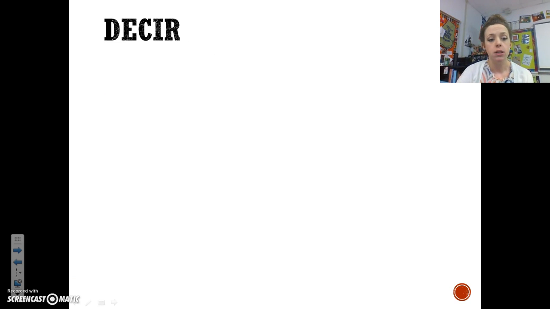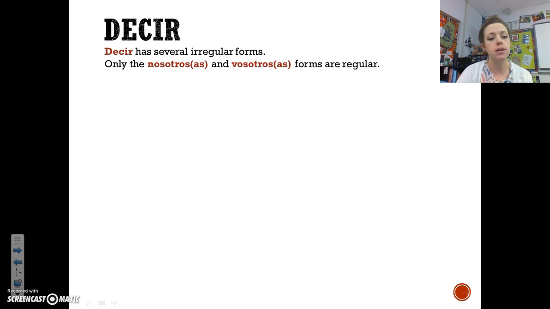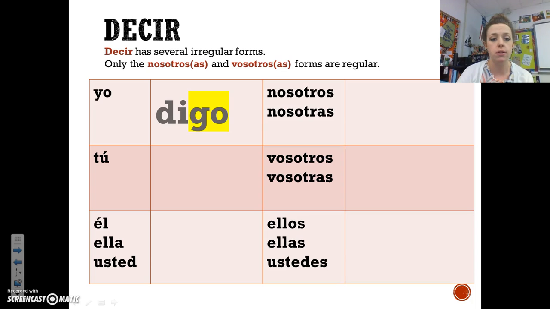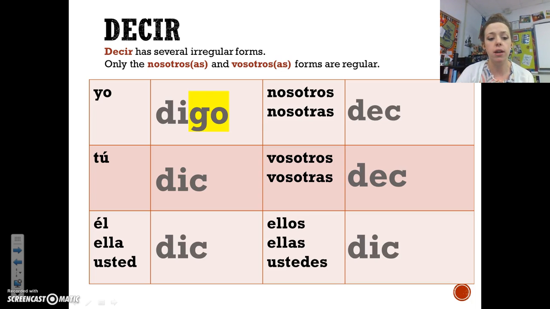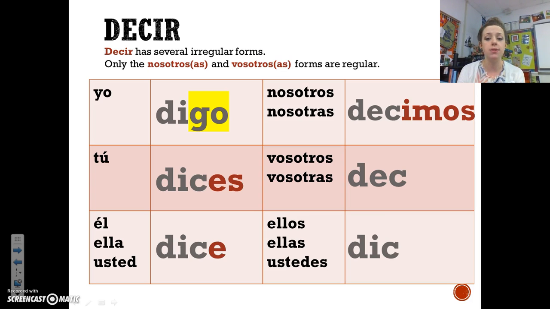All right, let's take a look at decir. So decir has several irregular forms, but the nosotros and vosotros forms are regular. Okay, so it's digo, and then everything else is stem changed regularly. Okay, so it's an ir verb. We're going to add ir endings. So it's tú dices, él dice, nosotros decimos. Notice that that's not a stem changed verb. Okay. Vosotros is decís, and then ellos, ellas, ustedes is dicen.